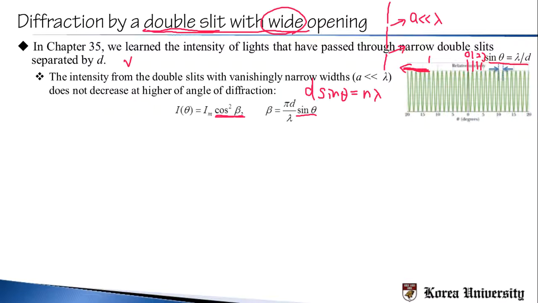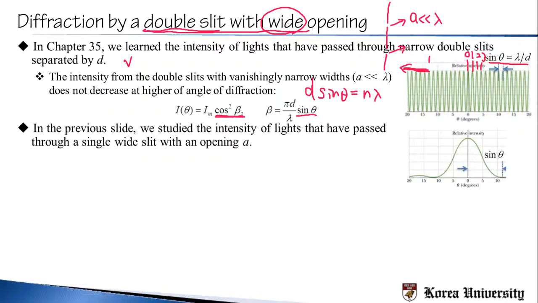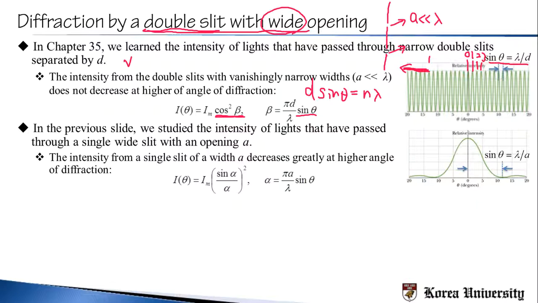Okay, and now the second part, let's try to remember what we learned about the single wide slit. In that case, a single wide slit of opening A, so it is wide, which means that it is larger than the wavelength. This is what we learned in the last slide. So the intensity looks like the square of sine alpha divided by alpha, and alpha was proportional to sine theta, and this part includes A instead of D, right?